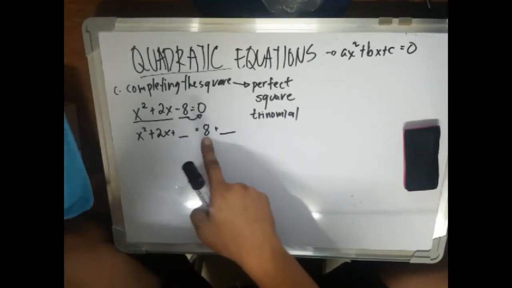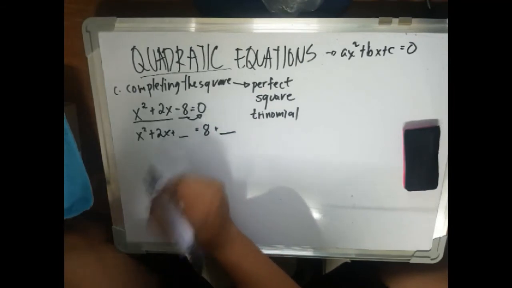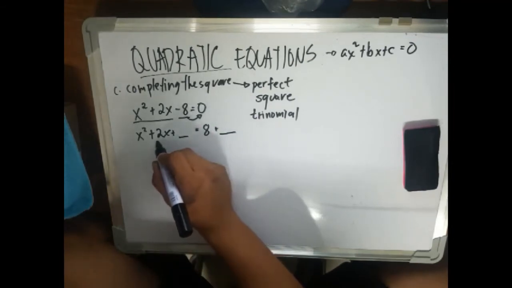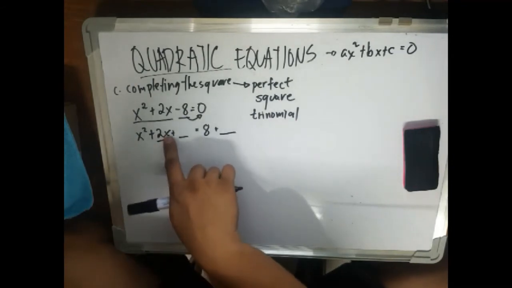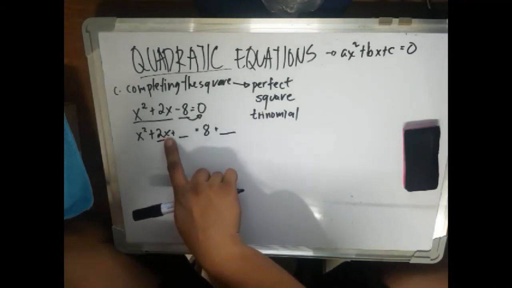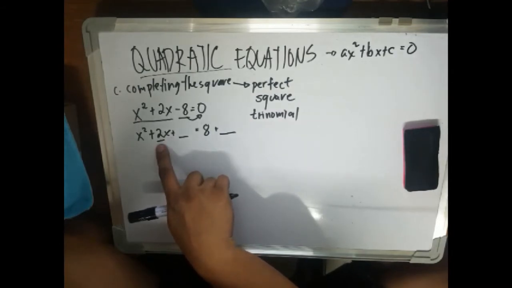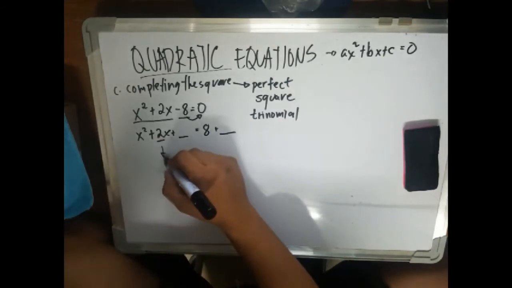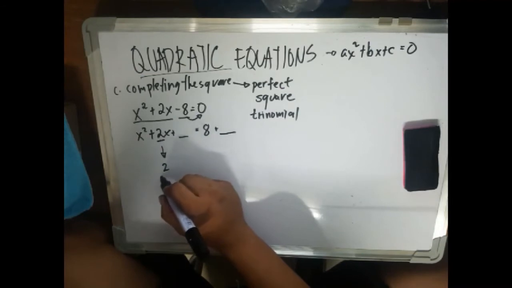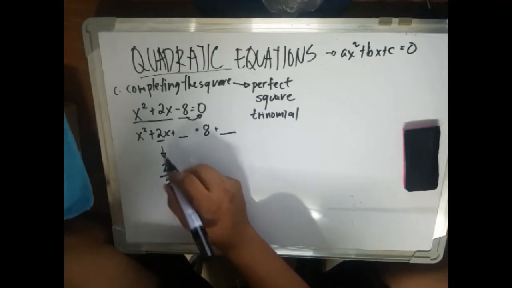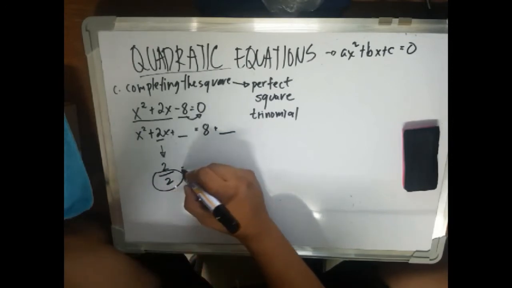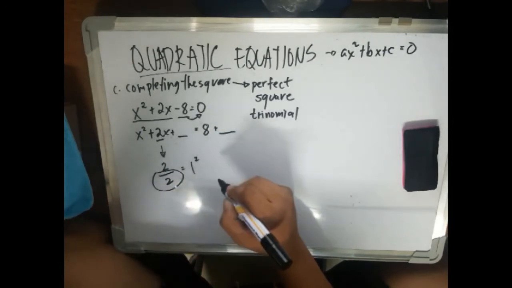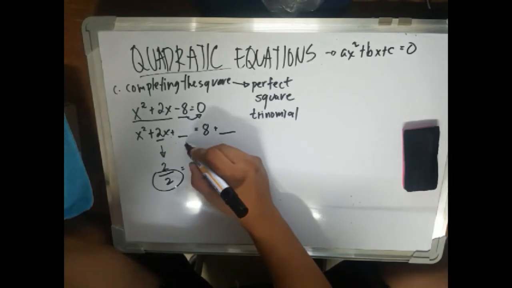Kasi equation, equal sila. So, paano gumagana yun? Paano nakukuha natin yung i-add? Kukunin natin yung coefficient ng linear term. Ang linear term natin is x. Diba? Yung may x. So, ang coefficient niya is 2. You will get 2, you will divide it by 2. Okay? So, ito yung 2, dinivide natin sa 2. So, this is 1. Tapos, i-squared natin. So, yun yung ilalagay natin dito.